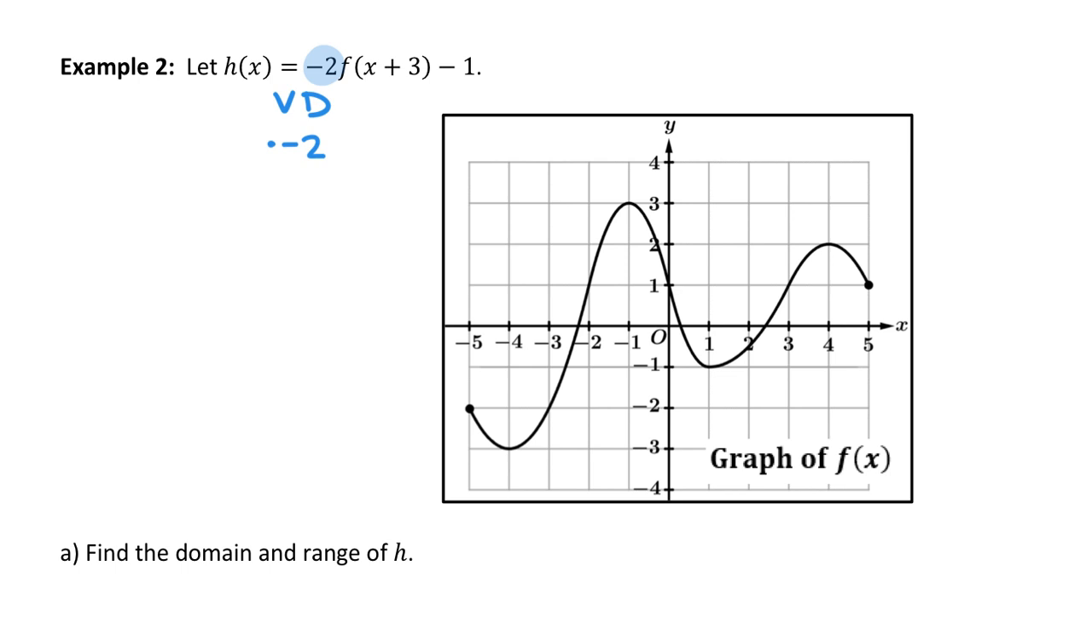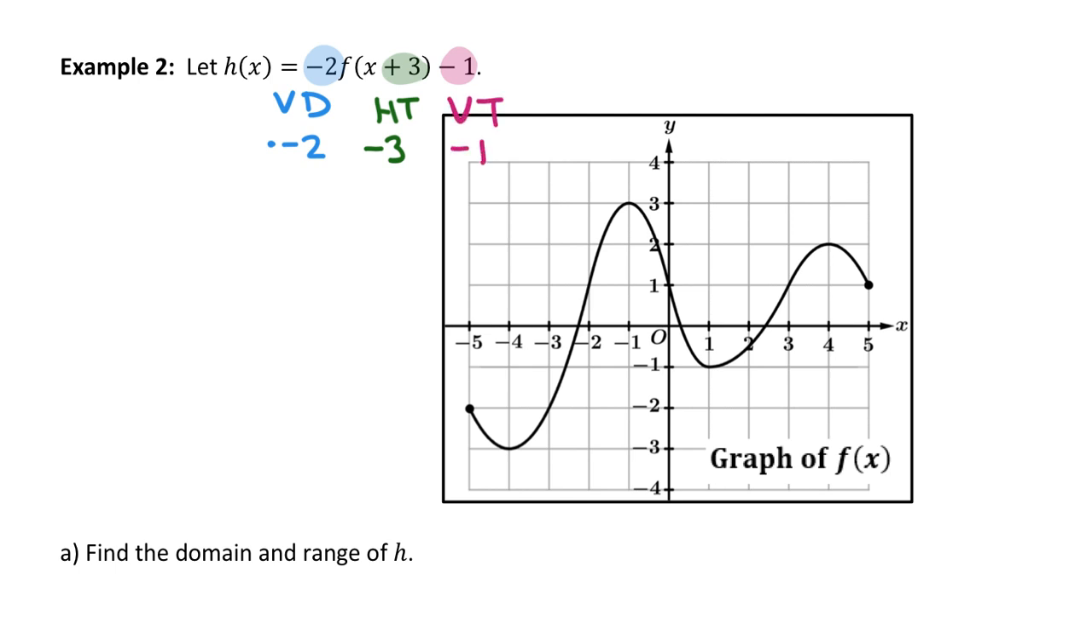What else is happening here? What's this plus 3 doing inside the function? Horizontal translation. What is the number I should write? Minus 3, because this should move to the left 3. Left is a negative direction. What's the last transformation? Vertical translation, what direction? Down 1. So vertical translation, down 1.